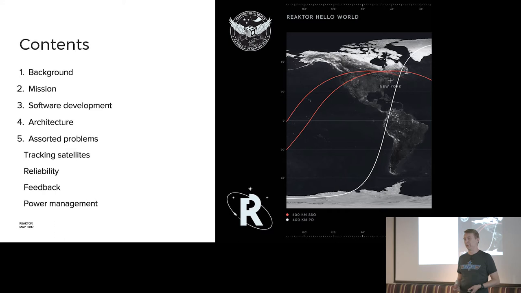Then some remarks about, in general, the software development in this environment. Then about the architecture of the whole thing. It's more about the communications architecture, because communication is quite a big part of it. And maybe not that much detail on the architecture of the satellite, but we can go through some of that also. And then I just picked a couple of maybe interesting problems that we've had to tackle.